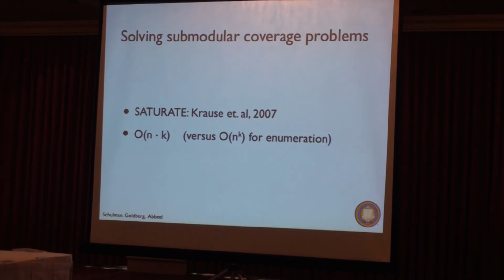So Krause and collaborators recently showed a clever and pretty simple algorithm that optimizes these submodular coverage problems, and the solution is near optimal with a performance guarantee. And the time is roughly linear in n, the number of candidates, and k, the number of selections, which is obviously much better than n to the k for brute force enumeration.